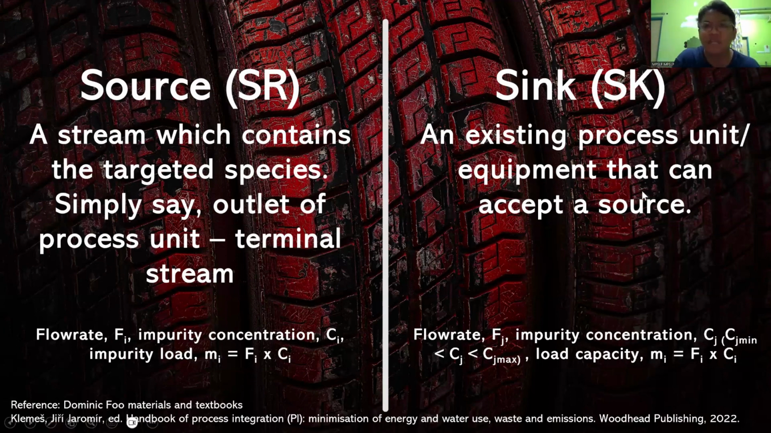These two definitions are very important because later you need to identify what is your source and what is your sink. And lastly, load capacity is how much impurity flow rate that this process unit is able to accept. Basically, it's a flow rate. It's kilogram per second, kilogram per hour, whatever. But how it's calculated is basically the term MI or MJ, if you will, is equal to FI, flow rate, multiplied by concentration. So you have to remember there are two terms, sink and source. You have to remember those.